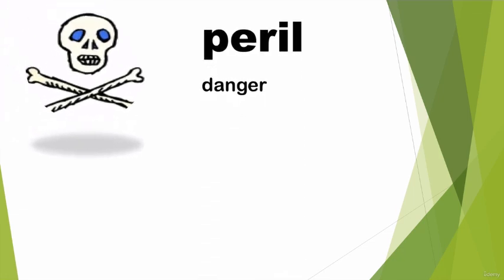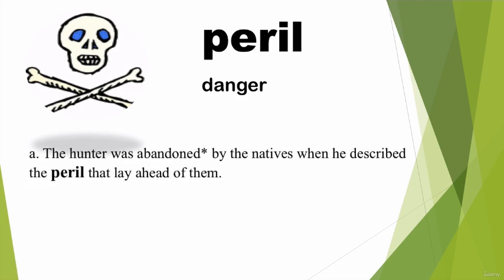Peril, which means danger. So, pay attention to the pronunciation. Peril. The hunter was abandoned by the natives when he described the peril that lay ahead of them. So the hunter was abandoned. Yes, people just actually left him alone. So abandon means to leave without the decision to come back.